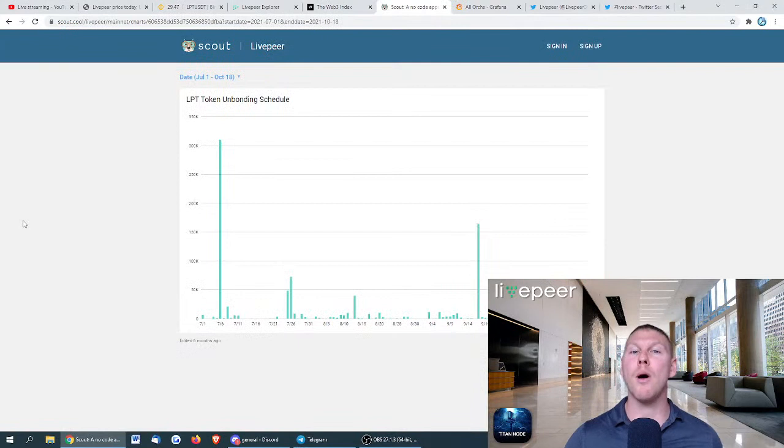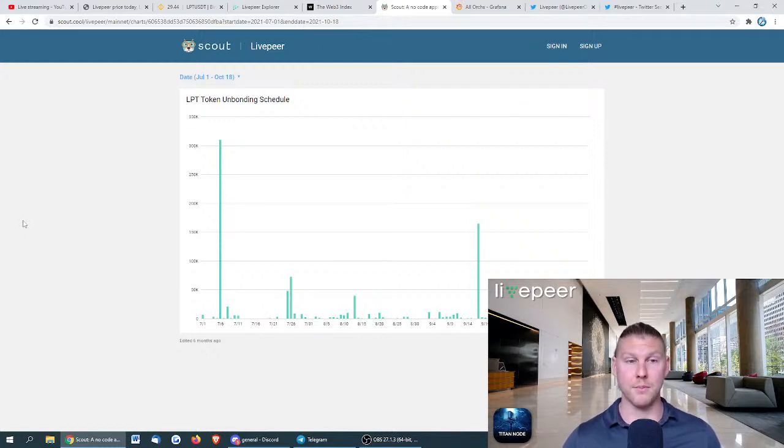Let's look at the unbonding schedule. Okay, so Livepeer has an unbonding schedule, meaning you have 7 days to unbond your Livepeer, right? So it's locked up, right? Some other protocols are like 30 days. Some don't have any locking period or bonding period. Livepeer has a 7-day bonding. So when you want to take your tokens out, you've got to unbond.